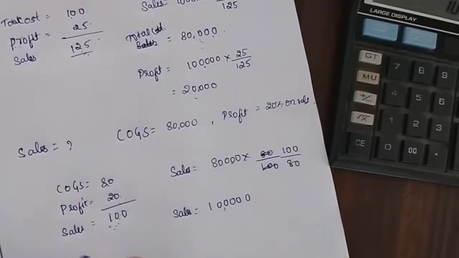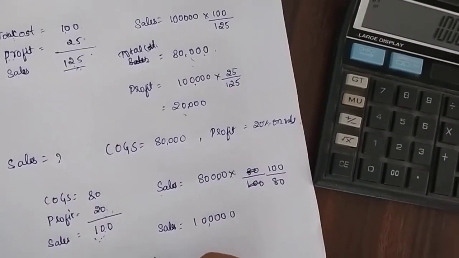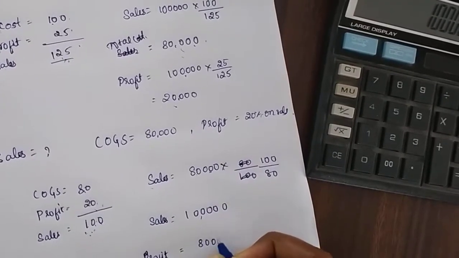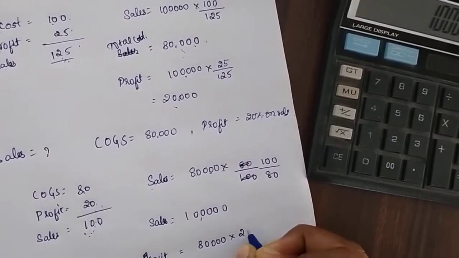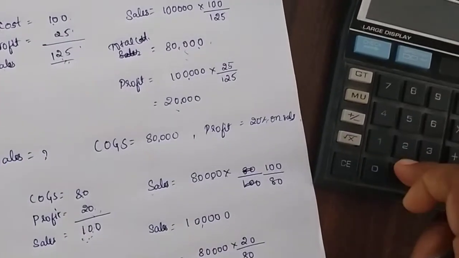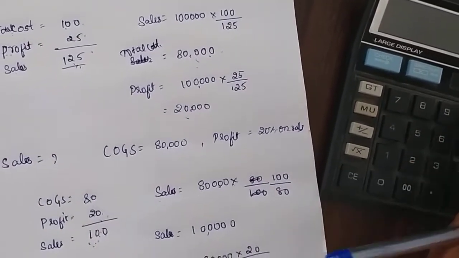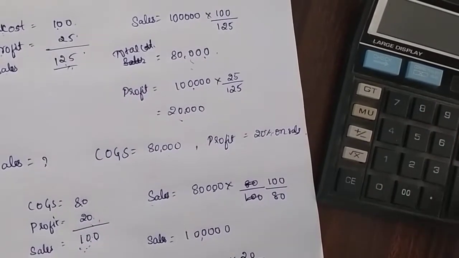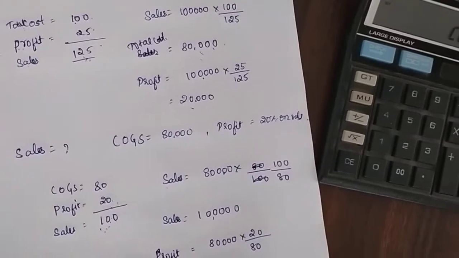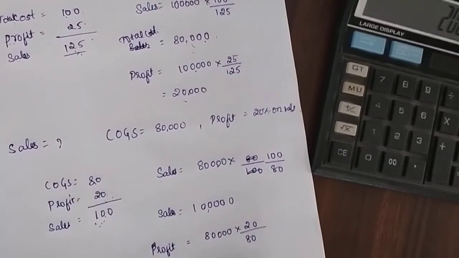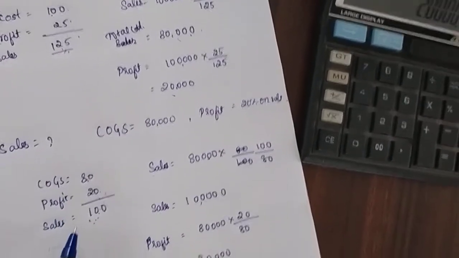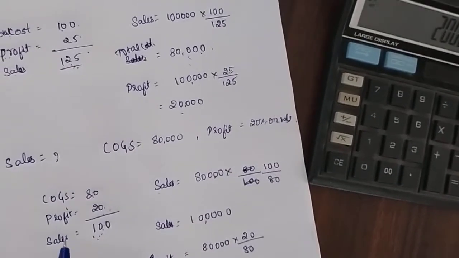Sales is 1 lakh. Based on this we can also find the profit: profit is equal to 80,000 into 20 divided by 80, that is 20,000. So if cost of goods sold is 80,000, then profit is 20,000 and sales is 1 lakh.